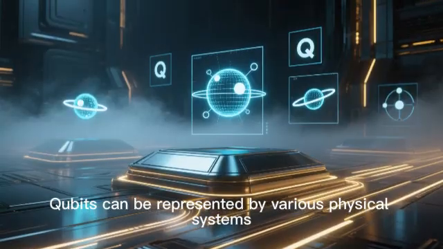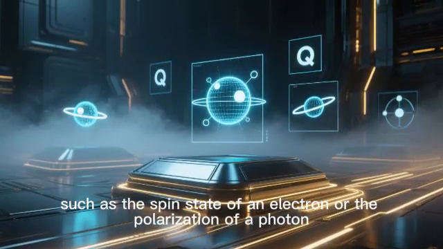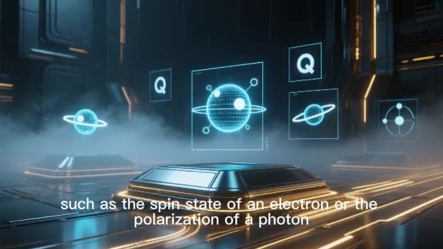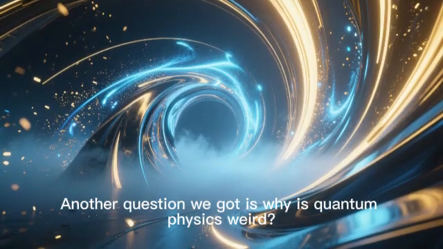Qubits can be represented by various physical systems such as the spin state of an electron or the polarization of a photon. Another question we got is, why is quantum physics weird?